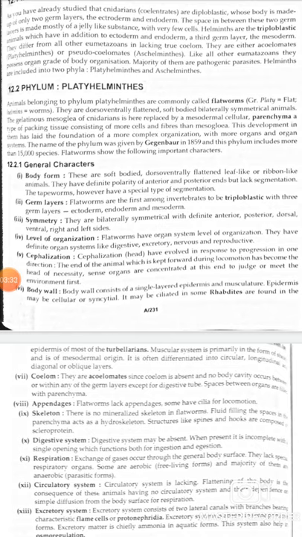Coelom in Platyhelminthes is absent. So these animals are called acoelomates because of the absence of coelom, that is, no body cavity is present. Next are the appendages. These flatworms lack particular appendages, but they have some cilia for locomotion. Next is skeleton. No mineralized skeleton is present in flatworms. Structures like spines and hooks are present and these are composed of scleroprotein instead of mineralized skeleton.